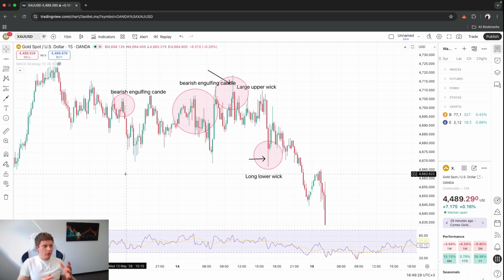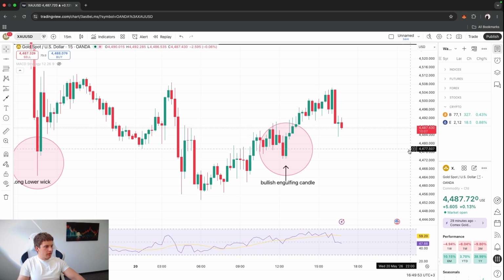But honestly, most of these are actually very, very overrated. So the main ones that I actually pay attention to are engulfing candles, hammer candles, and finally doji. So a bullish engulfing candle pretty much is when a strong bullish candle completely takes over the previous bearish candle. And we have an example of that right here.